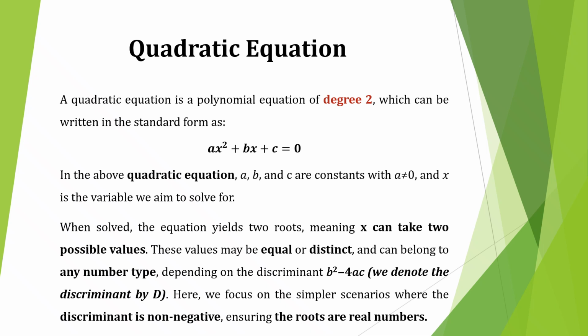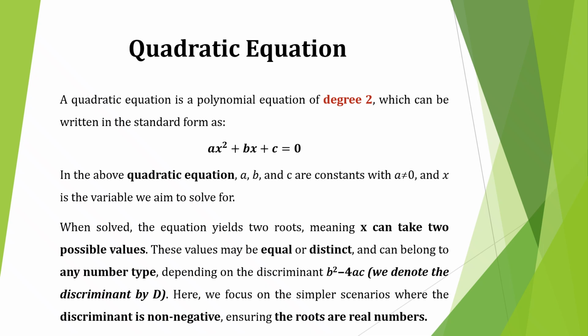So a quadratic equation is a polynomial equation of degree 2 which can be written in the standard form as ax square plus bx plus c is equal to 0. Here a, b, c are just constants, and a should not be 0, because if a is 0 it will not remain a quadratic one. And x is the variable we want to solve for.